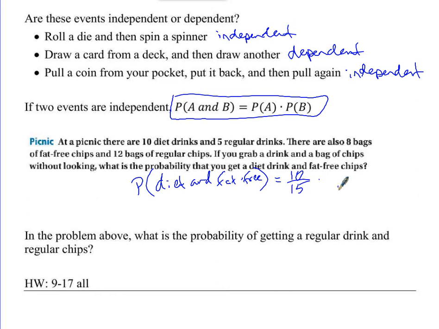Times, now for the chips, it looks like there's 8 bags of fat-free chips. So I can get 8 ways to win there out of how many bags of chips? There's 20 bags of chips in that grab bag. Now we just multiply those things together. That becomes what? Let's leave it as a fraction.